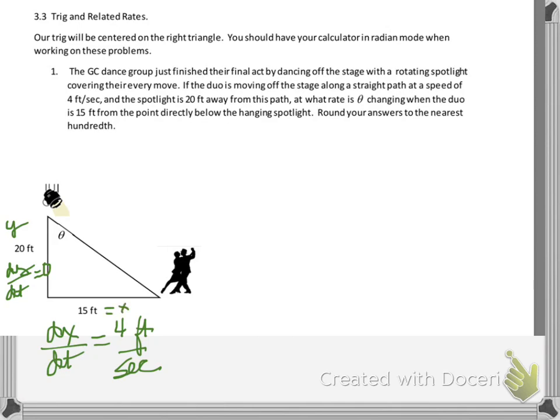All right, so then it goes on to say, at what rate is theta changing? So theta is your angle. So that's your angle at the top of the triangle. So at what rate is it changing? So I need to figure out d theta dt, but I also don't yet have theta. So I have to solve for this, and I have to figure out this. Okay, so at what rate is theta changing when the duo is 15 feet from the point directly below the hanging spotlight. And then I'm asking you to round your answer to the nearest hundredth.